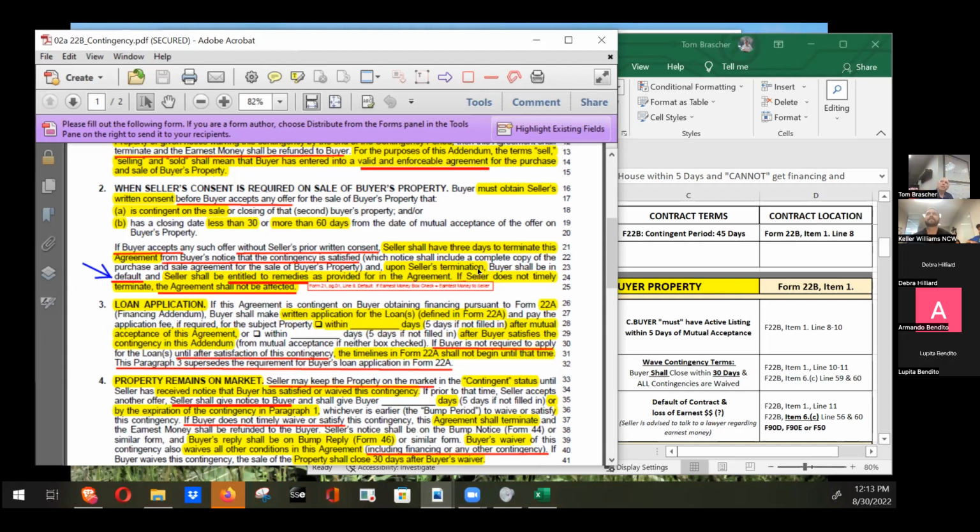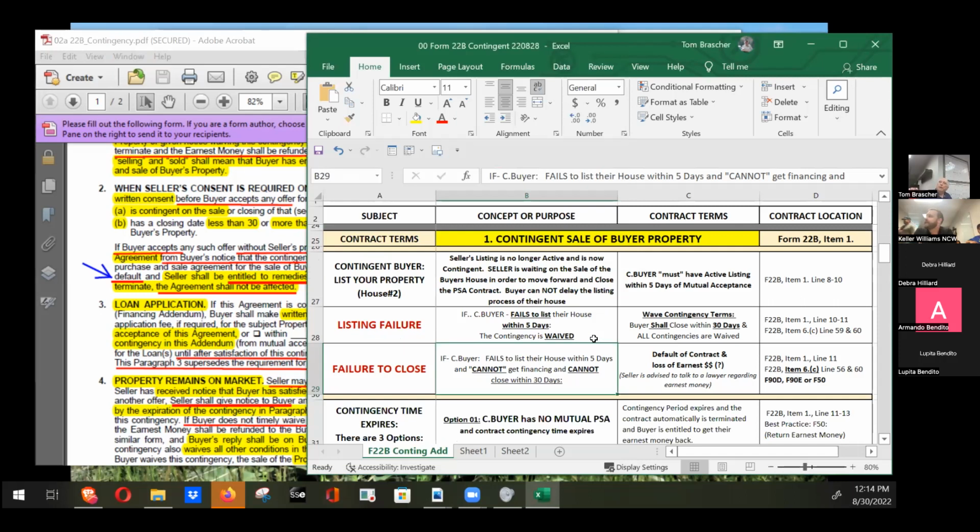And upon the seller's termination, buyer shall be in default and the seller shall be entitled to remedies as provided for in the agreement. If seller does not timely terminate, the agreement shall not be affected. So if the seller delays 3 days and doesn't respond, then everything just keeps going forward like normal. And I put a little note in there, form 21-1, line 8, default, earnest money, box checked, the earnest money is to the seller.